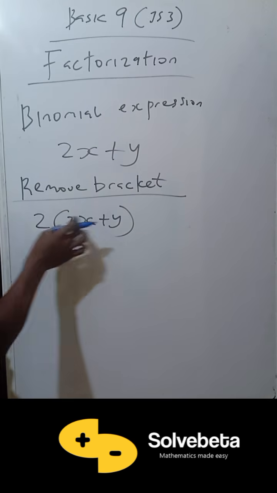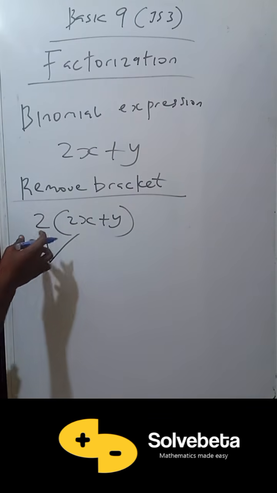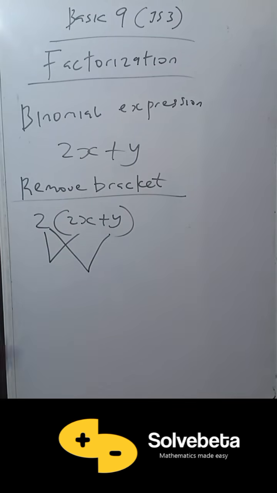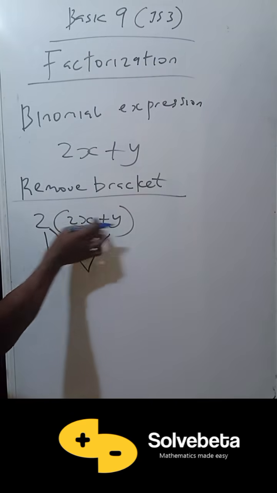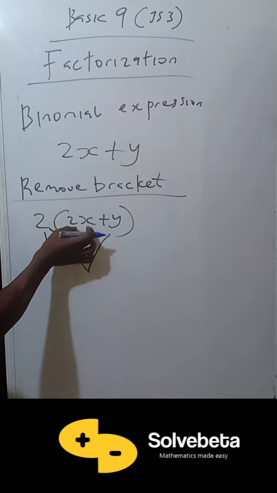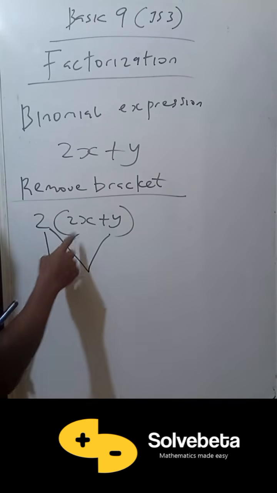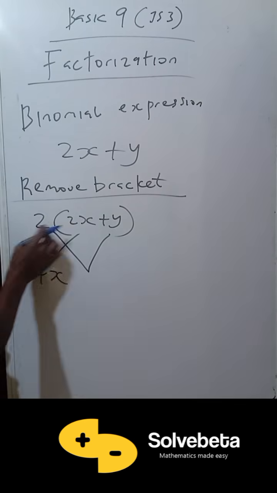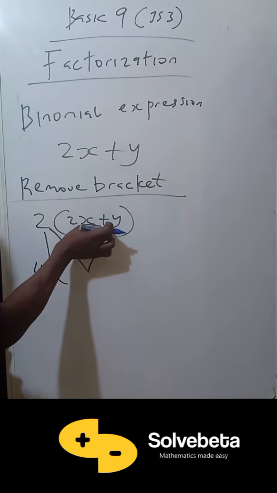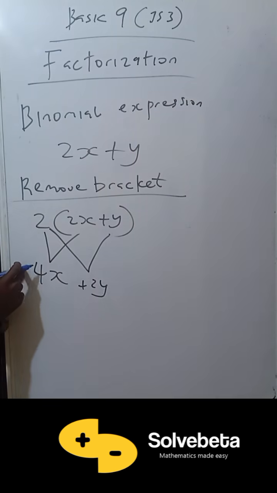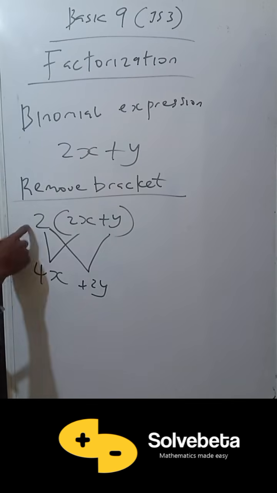Now there are two terms in the bracket, so we have to multiply this 2 by both terms. 2 will multiply 2x, and 2 will multiply y. 2 times 2x is 4x. 2 times y is plus 2y. Take note that this 4x is also positive. As long as there's no negative sign, a number is positive, whether the positive sign is written or not. So expanding this gives this.